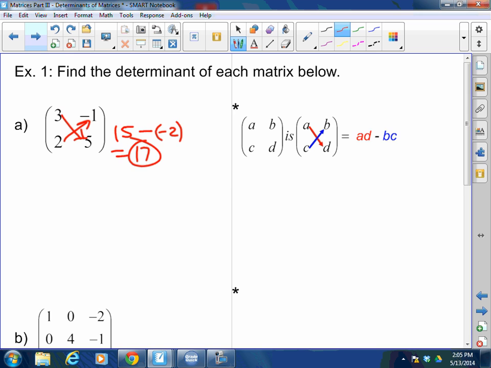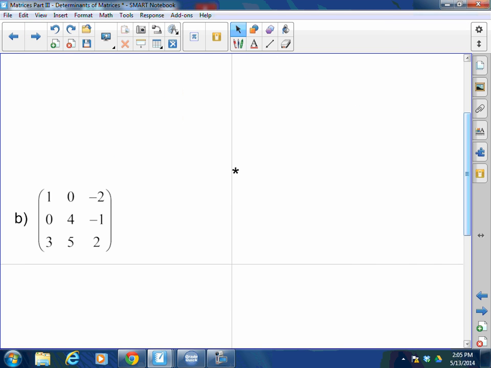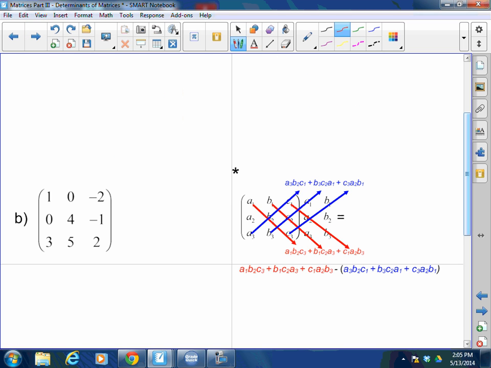Now, for my 3 by 3, I give it to you again. You have your 3 by 3 here. Take the first two columns and repeat them. Okay? And basically, I'm going to do it a little bit differently. Instead of doing my blue first, I'm going to do my red first because it kind of throws people off sometimes if you do it backwards.